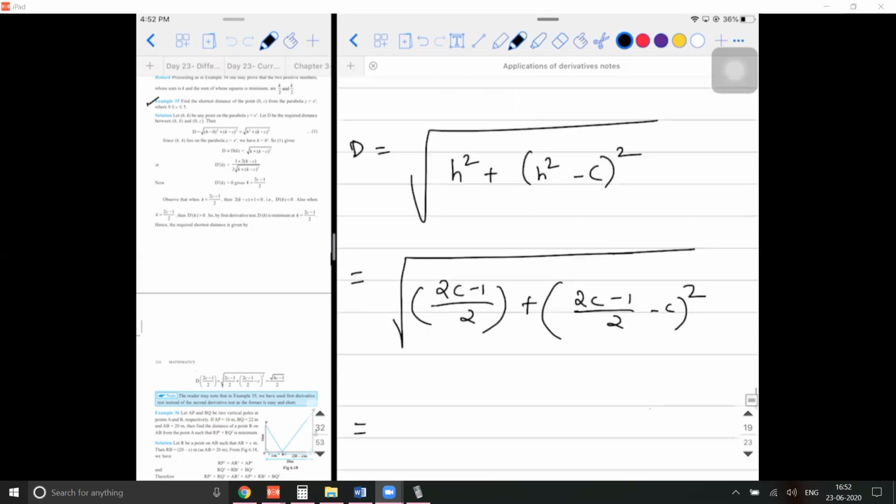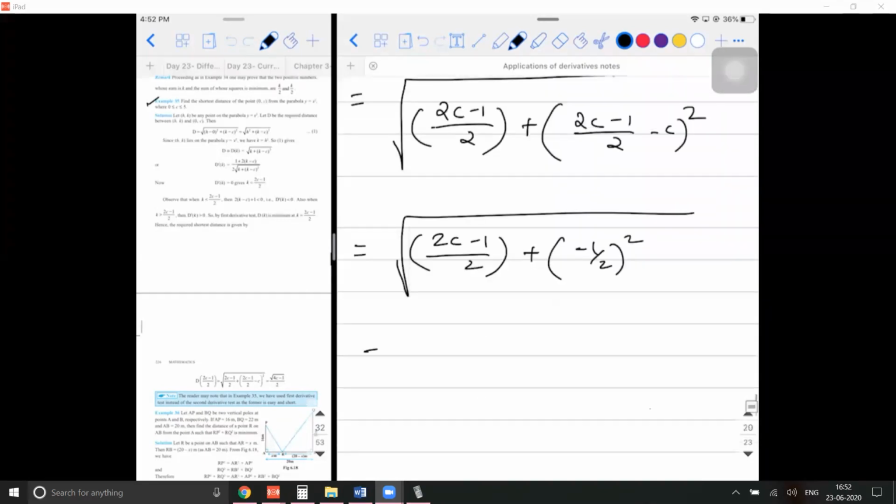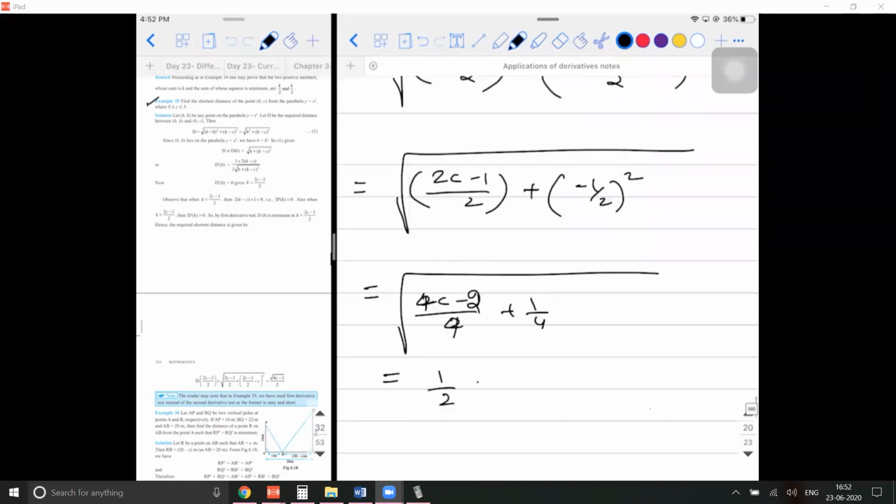So I will get the answer as root of (2c minus 1) by 2 plus, 2c minus 2c is 0, so minus half the whole square. So how much is it? So (4c minus 2) by 4. So 1 by 2 into square root of (4c minus 1) is the answer. This is the shortest distance. Okay.